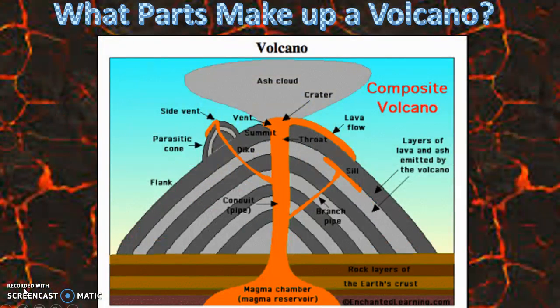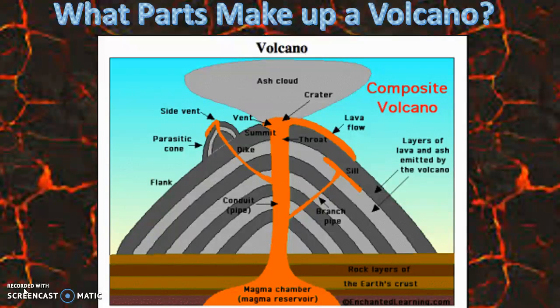Alright, what are the parts that make up a volcano? Let's start at the bottom of this picture here. And as we can see from the picture, this is a composite volcano diagram. So starting at the bottom, we see our magma chamber, which is underneath rock layers of the Earth's crust. And as we travel up from the magma chamber, we are using the conduit pipe.